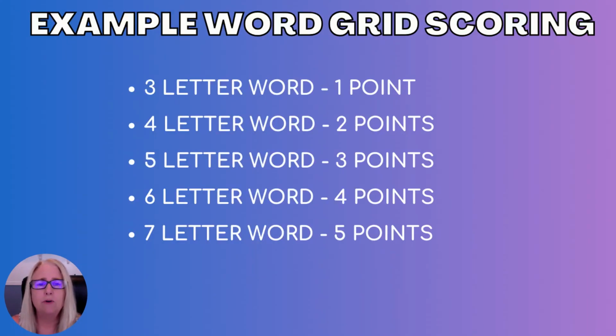Scoring is based on the number of letters in the words. For example, you could have a three-letter word be worth 1 point, a four-letter word worth 2 points, a five-letter word worth 3 points, and so on. Let's head over to a book creator and I'll demonstrate this new tool.